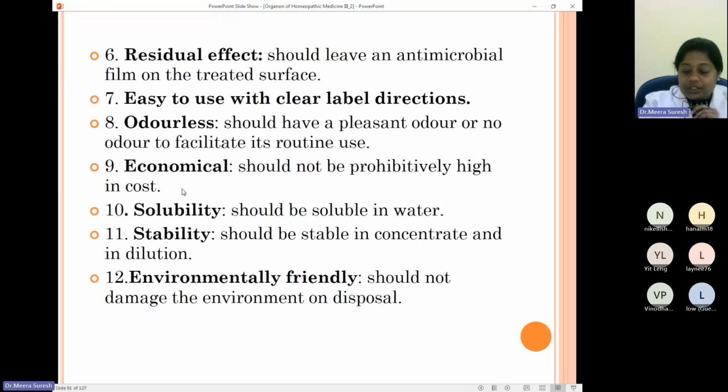How many disinfectants are available in the environment which are completely environmentally friendly? I'm not sure. Only the degree varies. Everything is a danger, but only the degree may be varying. Some will be less dangerous, some will be more dangerous, but it is not that it is not dangerous at all.